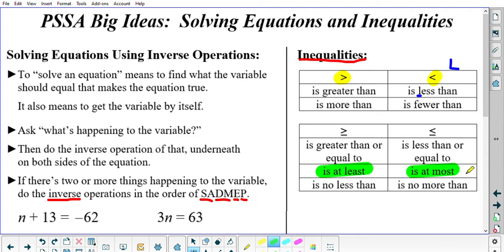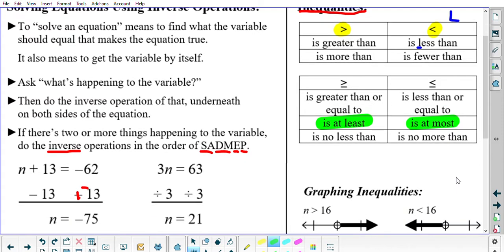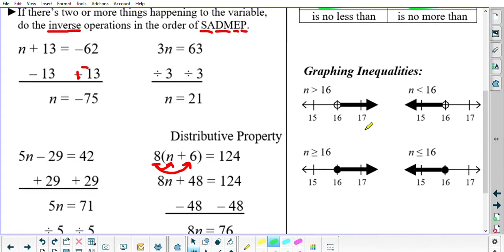So there are many different phrases that can mean these inequality symbols. Underneath, I have a quick review on how to graph inequalities. You will notice that if there is an equal to bar on the inequality symbol, then we will fill in the dot. The filled in dot means it can equal. If it does not have the equal to bar, then we leave it an open circle to show that it's not allowed to equal the starting number.